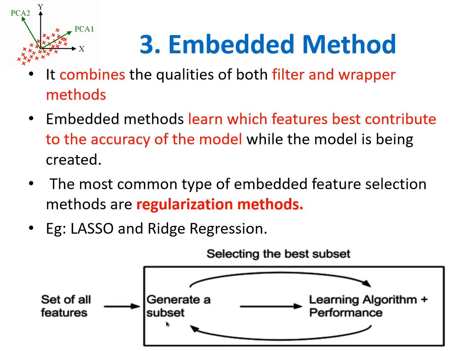The third strategy used for feature selection is the embedded method. It combines the qualities of both filter and wrapper methods. So embedded methods learn which features best contribute to the accuracy of the model while the model is being created. And the most common types of embedded feature selection are regularization methods, lasso and ridge regression. So the embedded method combines the qualities of the filter method and the wrapper method.